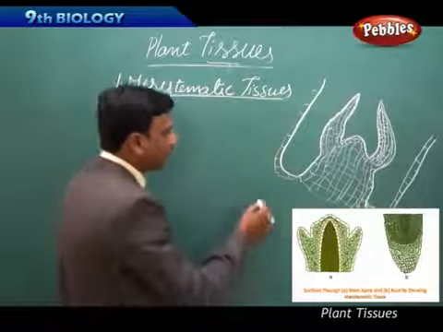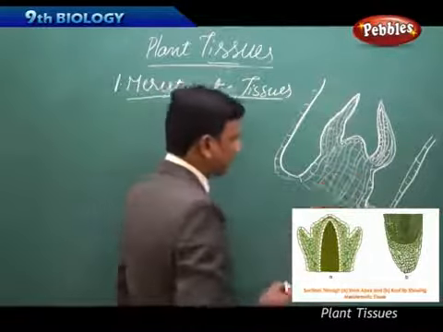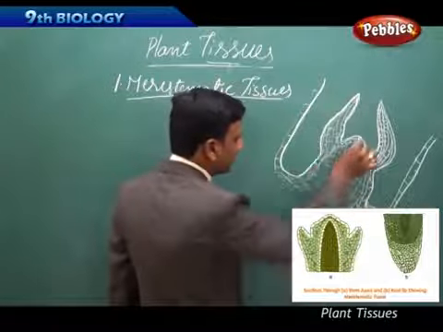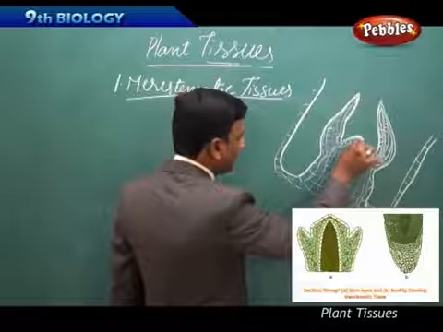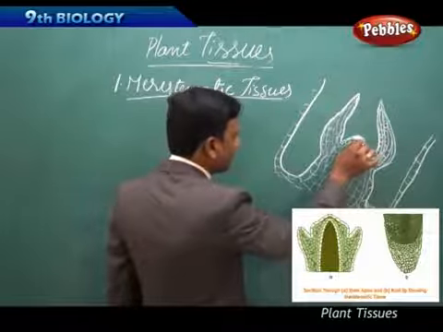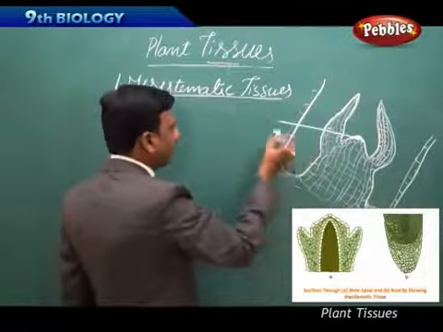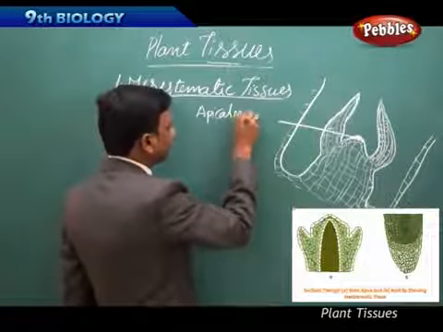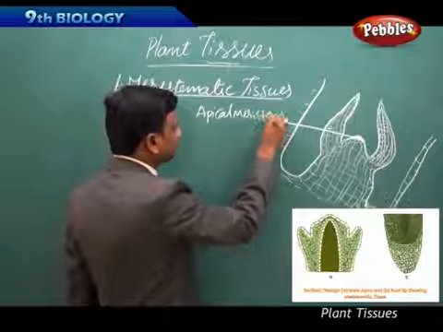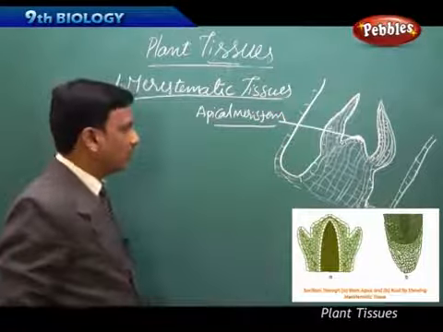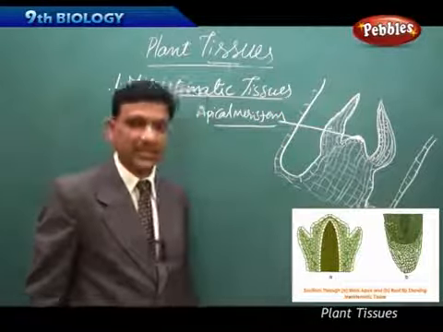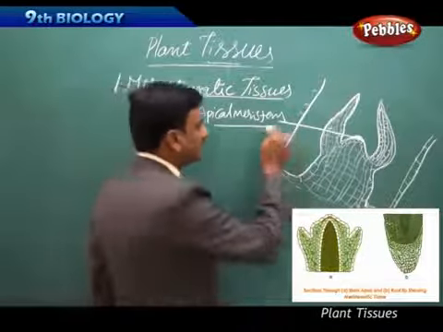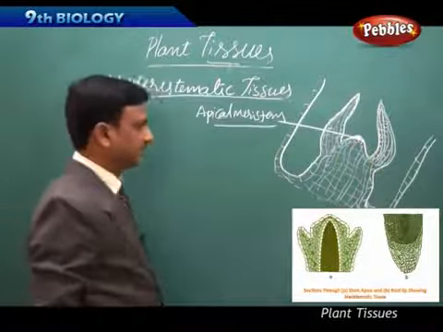So if we observe the tip of the plant, this is the tip part of the plant shown with the cells. Here at the top point of the tip we have the apical meristem. These are a kind of meristematic cells that help the plant to increase its height. This is the apical meristem.